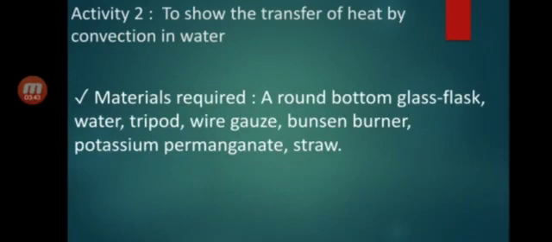Now activity 2. To show the transfer of heat by convection in water. Materials required: a round bottom glass flask, water, tripod, wire gauze, Bunsen burner, potassium permanganate, and straw.